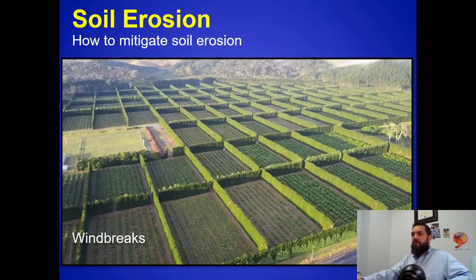Another thing you can do is plant windbreaks. Now this picture you see here is very extreme, but it is very common to plant windbreaks around farms to, again, prevent soil erosion from the wind. You want to try to retain topsoil as best you can, because that contains a lot of the organic matter and a lot of the nutrients that the plants need to survive.